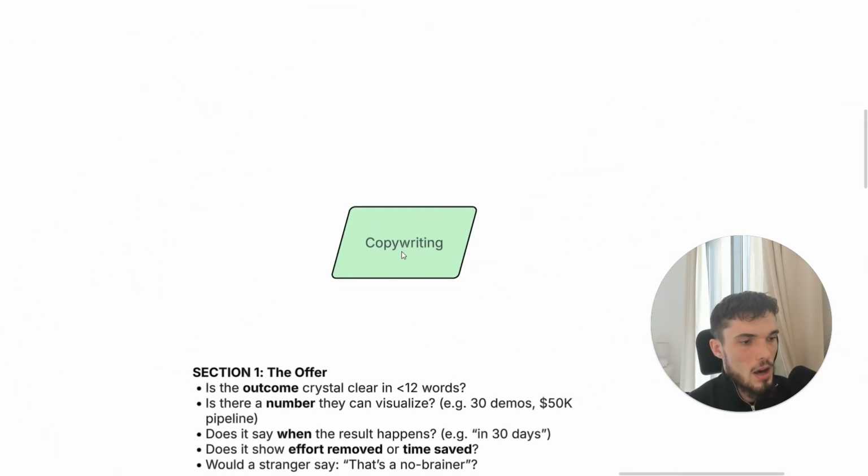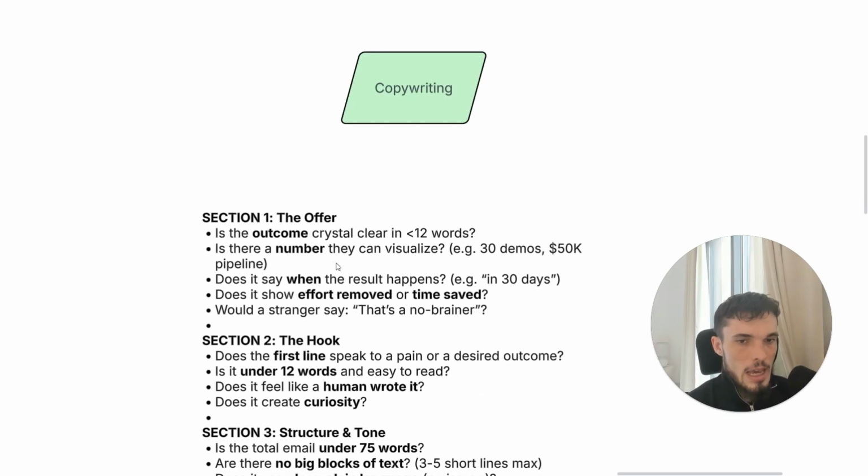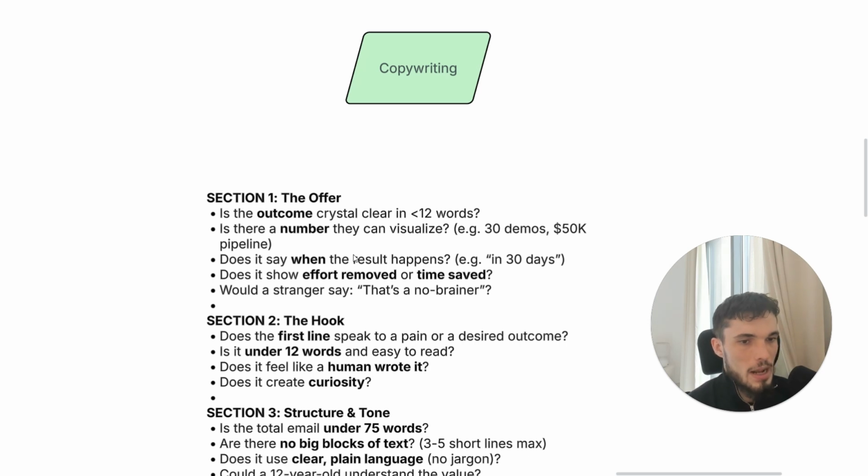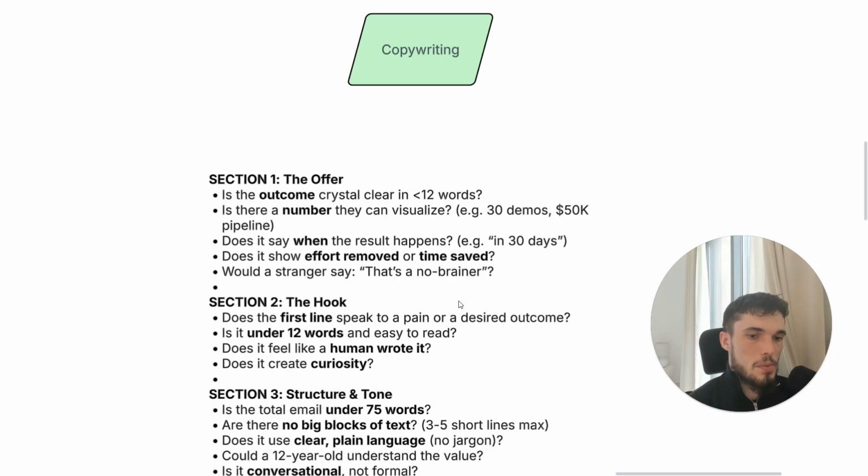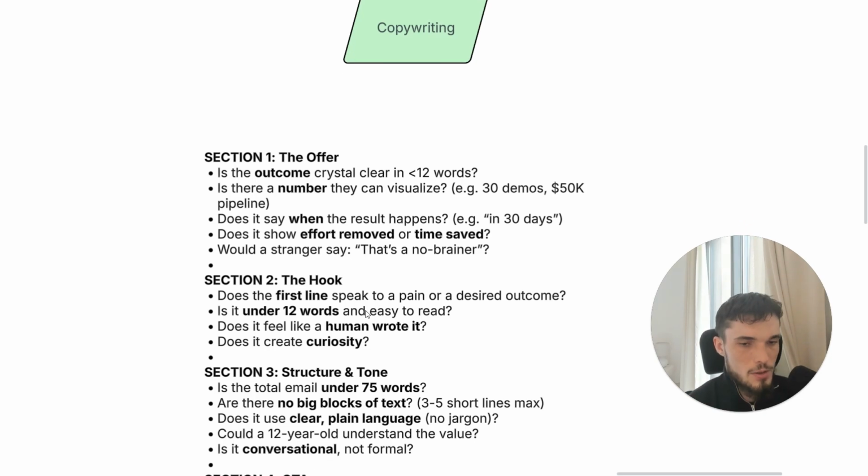I also have a video about this on the channel, but just to briefly cover it, when you're structuring the offer, you want to make it very clear. You want to have an outcome. You want to have a number they can visualize. Maybe in some cases that's not possible, but ideally you want to have something very tangible. It's an outcome that's going to benefit them. You're going to have a timeline associated with that outcome, and you want to make it a no-brainer if possible.